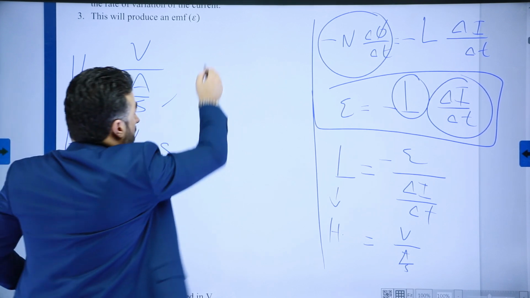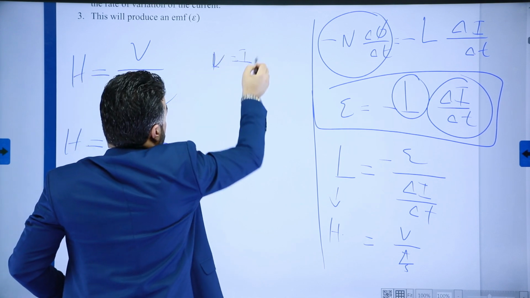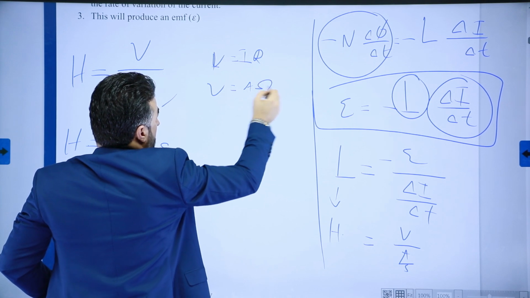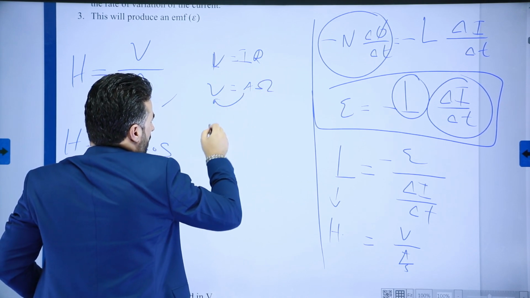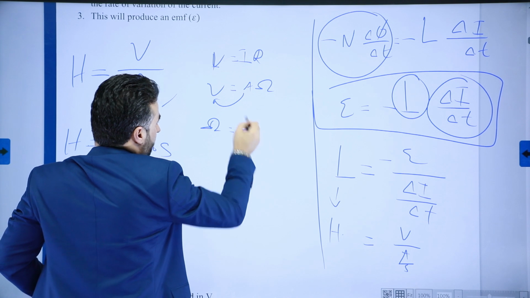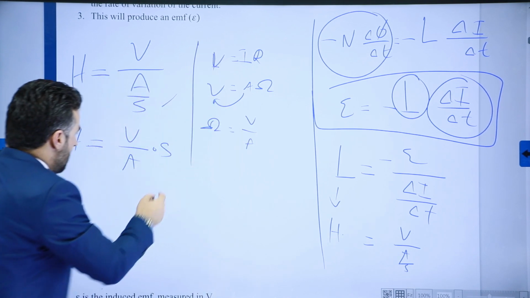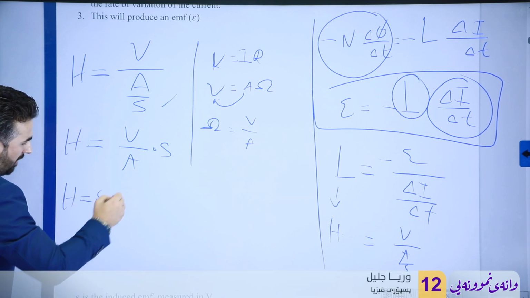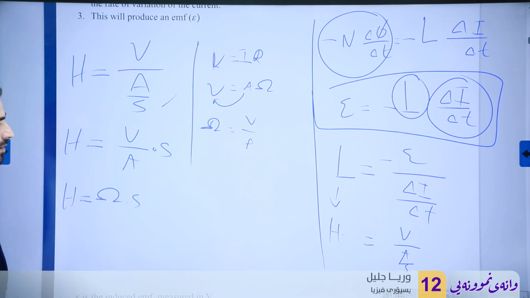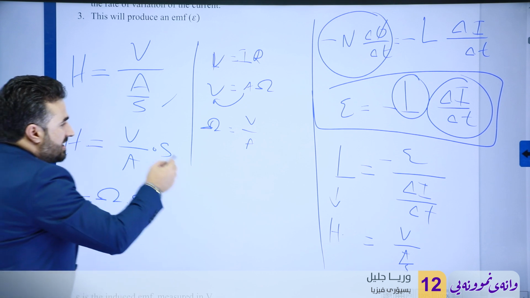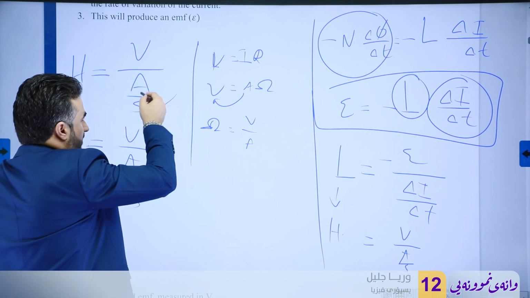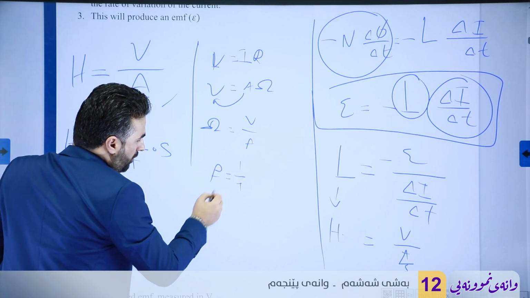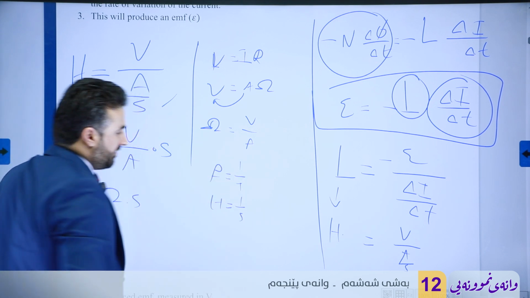But you do know that using Ohm's law, voltage equals current times resistance, yeah? So this is volt, this is ampere, this is ohm here. If we move this one under, ohm equals voltage over ampere. So now we can say Henry equals ohm multiplied by second. But we do know that this second can be written as, we know that frequency equals 1 over t, or you can say hertz is basically equal to 1 over the second.